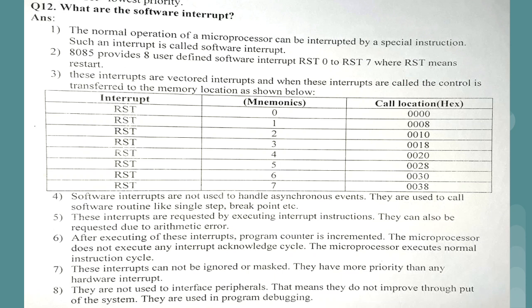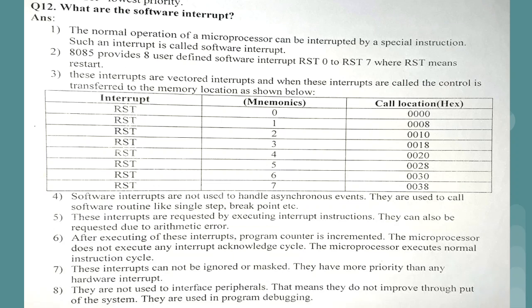These interrupts are vector interrupts. Again, I hope you know the meaning of vector. Vector means when such type of interrupt occurs, we will move to a fixed memory location, and that is already given in the table. When these interrupts are called, control is transferred to that memory location. So that particular diagram is given, which I have just now explained.